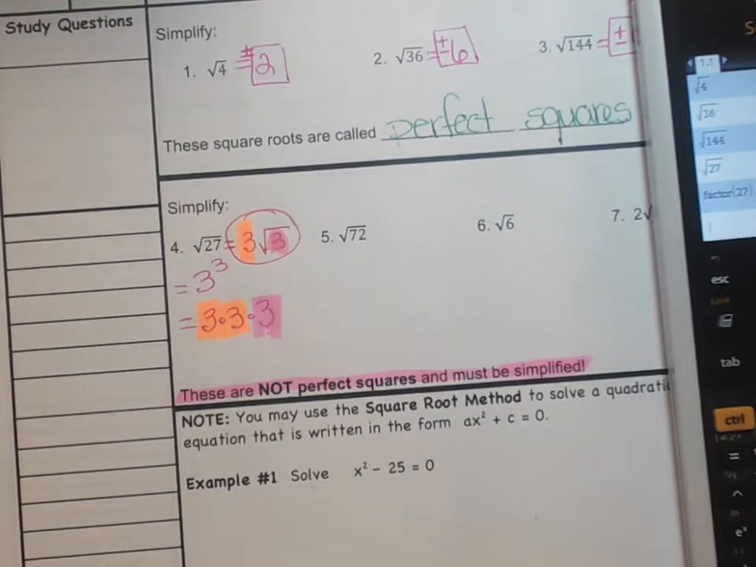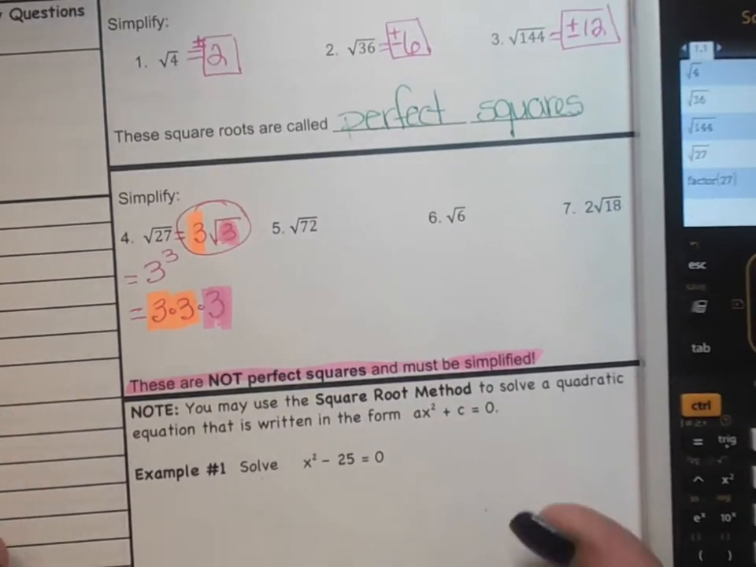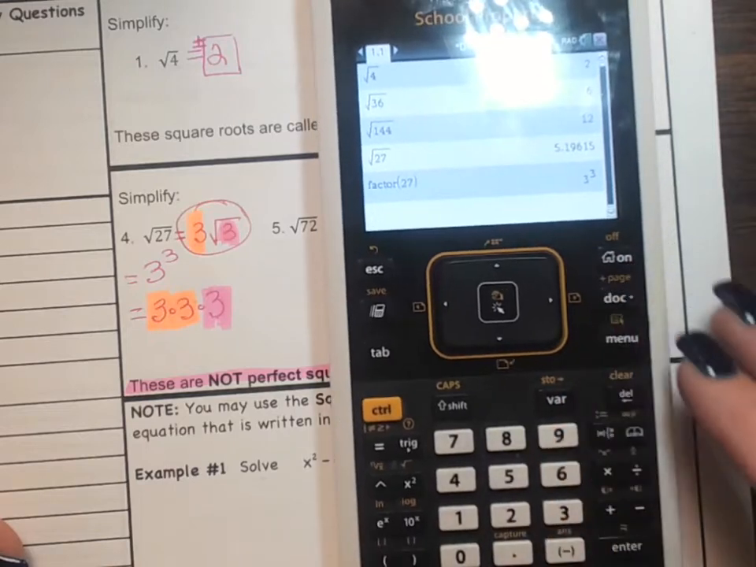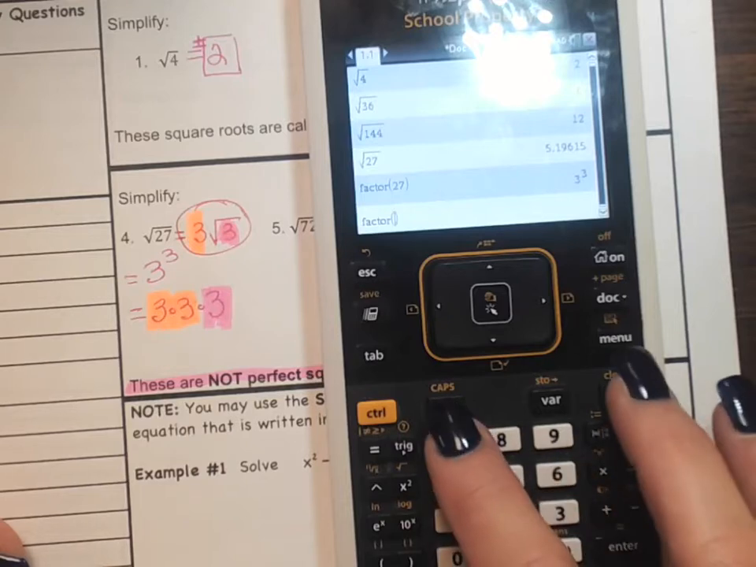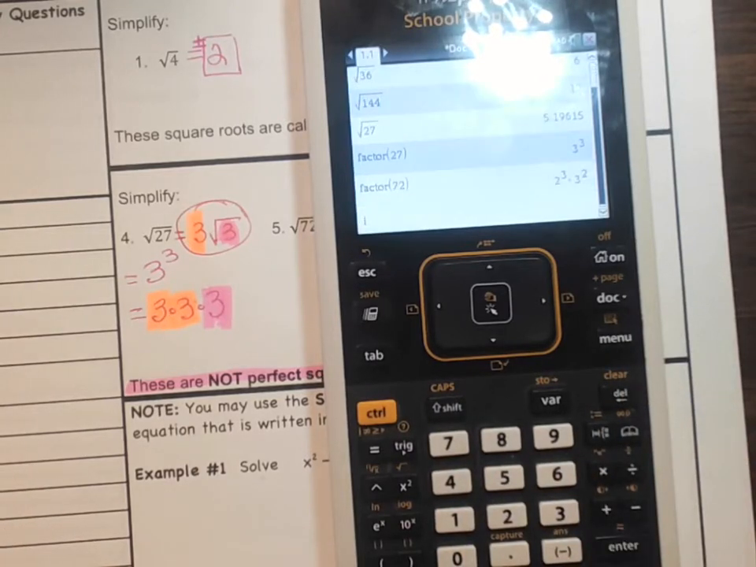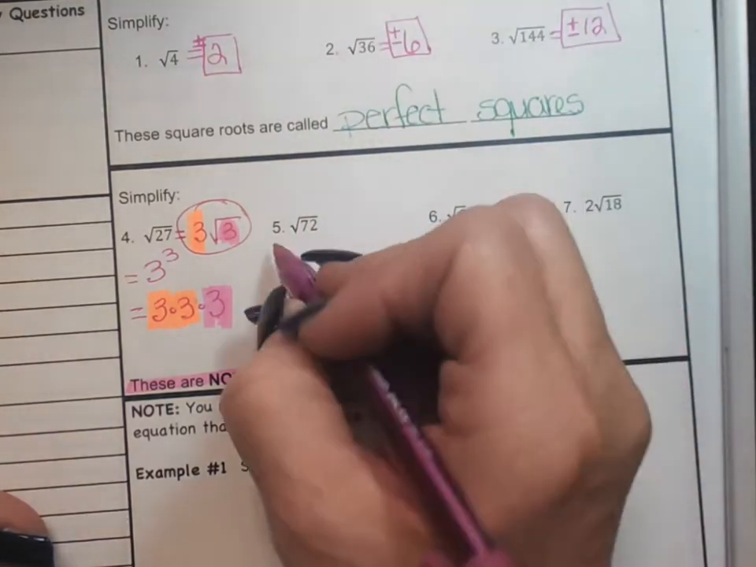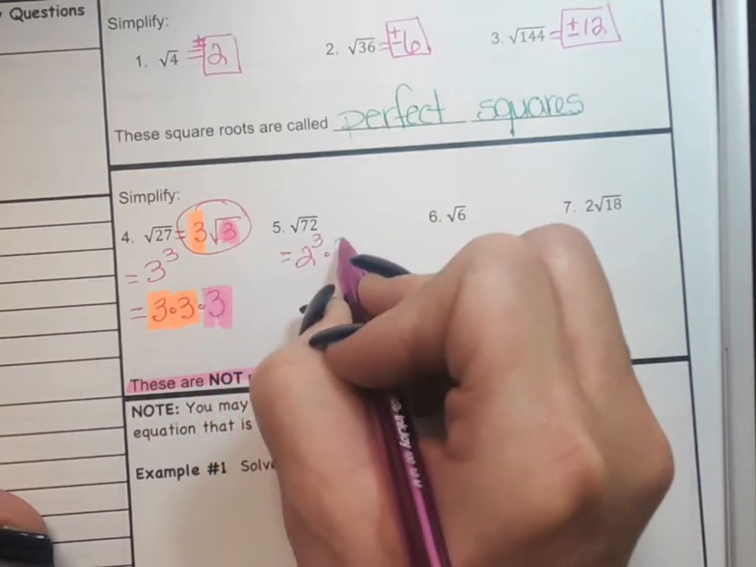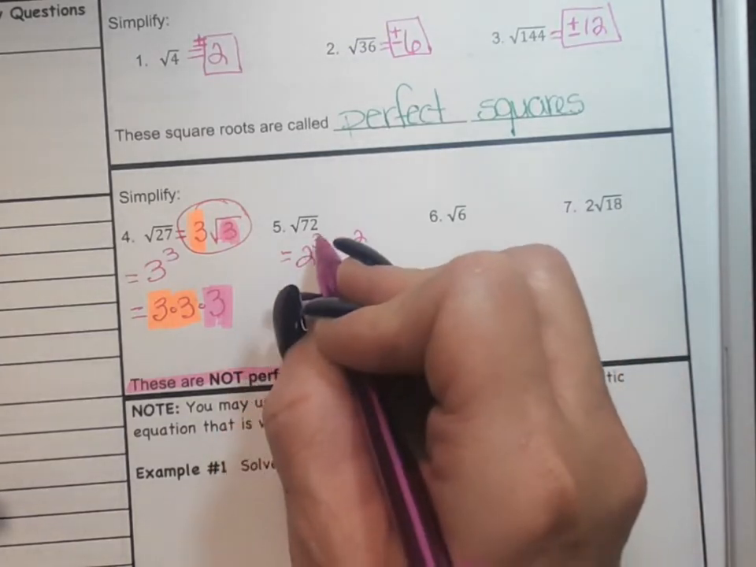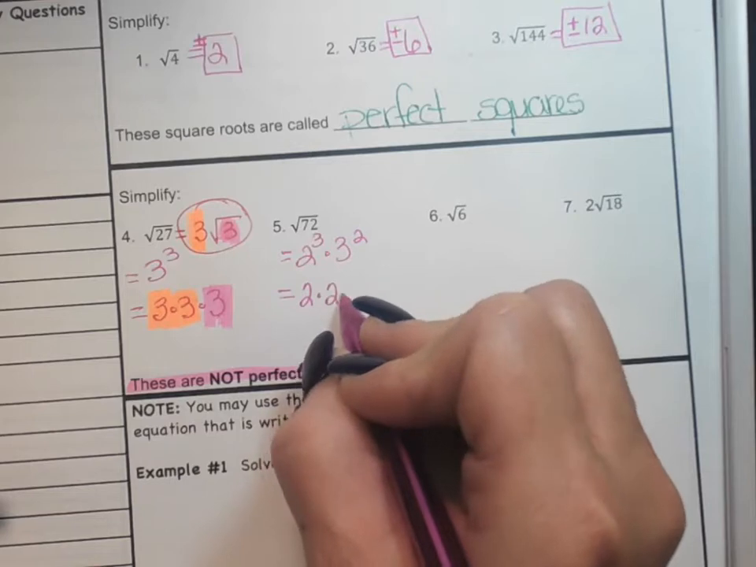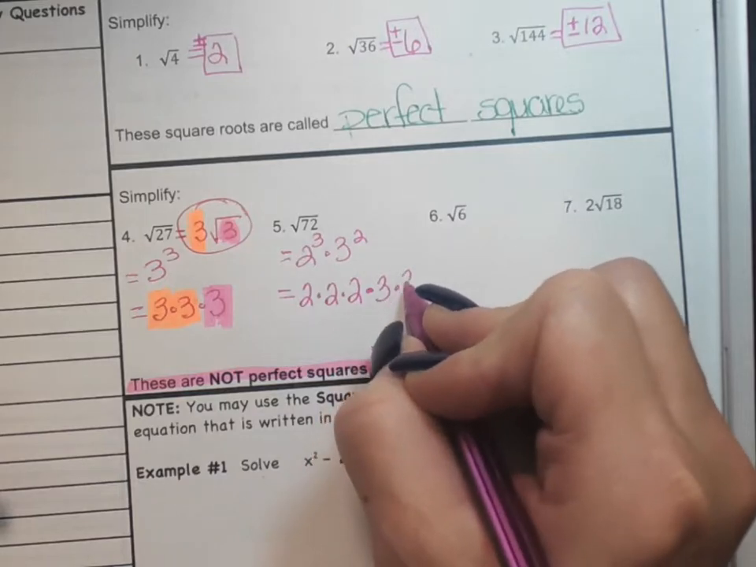So let's go on and try the next one. It's the square root of 72. We're going to do menu, 2 for number, 3 for factor, and type in the number 72 and then enter. It gives me 2 to the third times 3 squared. Those are the factors of 72. Again, remember that 2 to the third is 2 times 2 times 2, and 3 squared is 3 times 3.